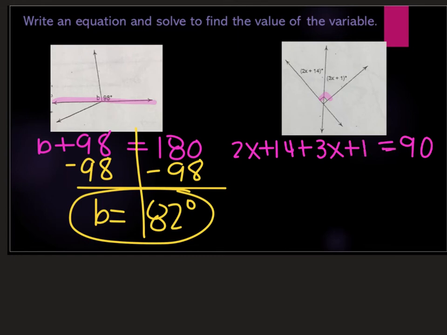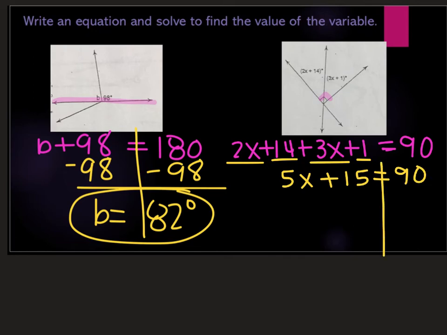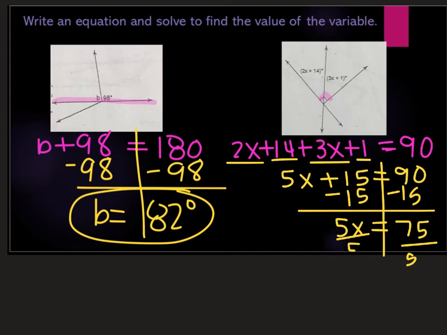Now remember, when you get an equation like this, you have to combine your like terms first. So we had to combine 2x and 3x to get 5x, and then 14 and 1 to get 15. Now this is a two-step equation we can solve. So subtract 15 from both sides, and you get 5x equals 75. Divide by 5 to get x by itself, and you should get x equals 15.